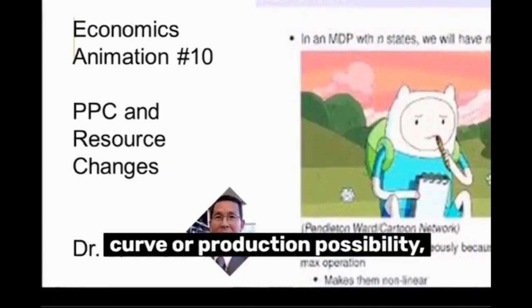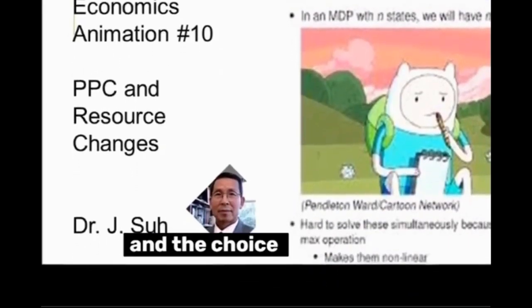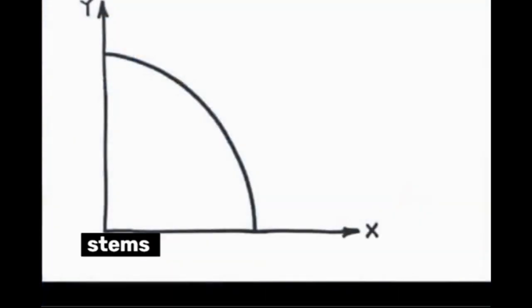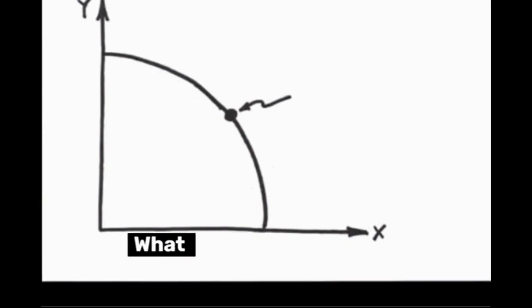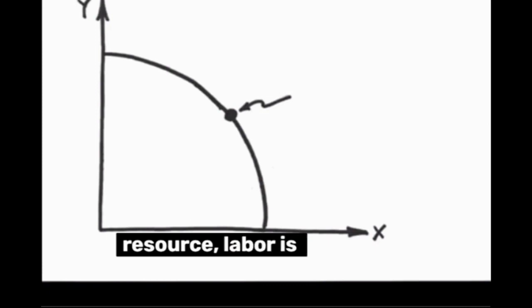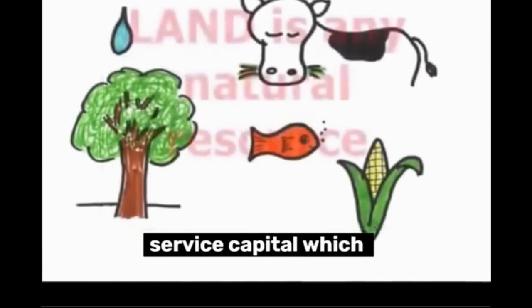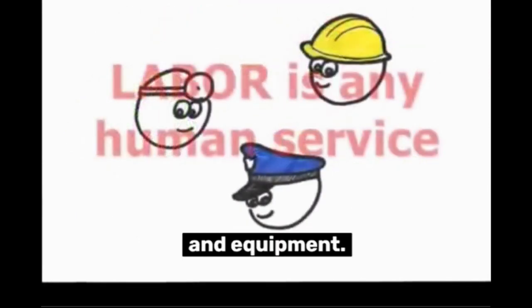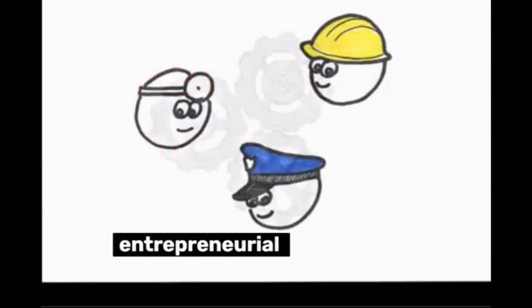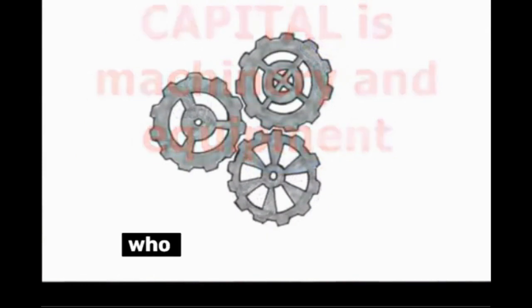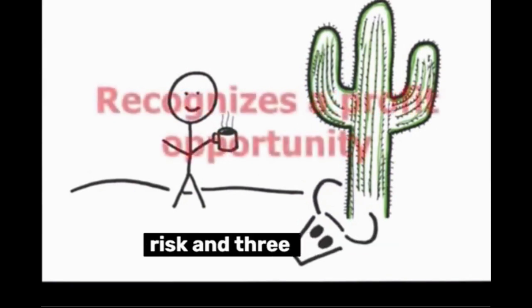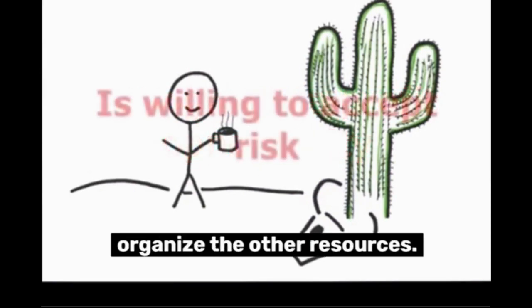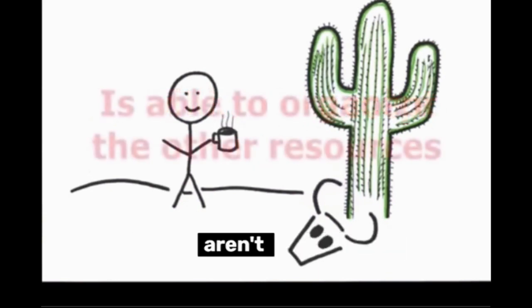Whole societal scenario where the production possibilities curve or production possibilities frontier is fixed and the choice will be some point on that fixed curve stems from the original assumption that the resources are fixed. Just as a quick recap, what are the categories of resources? Remember, land is any natural resource, labor is any human service, capital, which is not money, is machinery and equipment, and the last category is entrepreneurial ability, where the entrepreneur is someone who, 1, recognizes a profit opportunity, 2, is willing to accept risk, and 3, is able to organize the other resources.